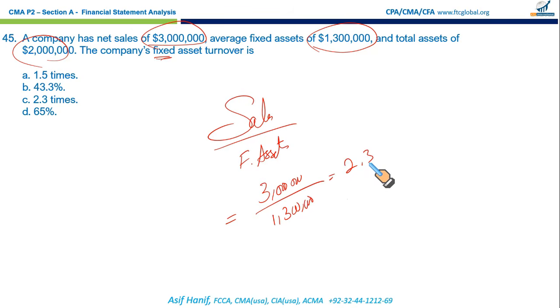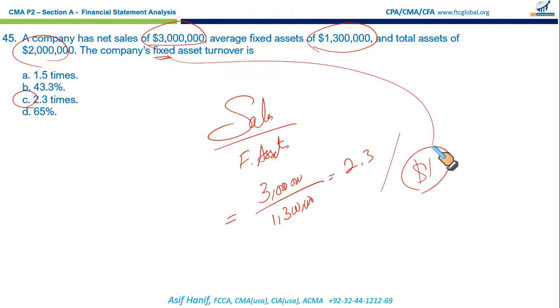So we got the answer 2.3, matches perfectly with option C. It tells you that if you have $1 of fixed assets, those $1 fixed assets have generated sales worth $2.3. Or sale is 2.3 times of the investments in fixed assets. How good we are compared to others, we need to compare the fixed assets turnover for other businesses or for the industry average, right?